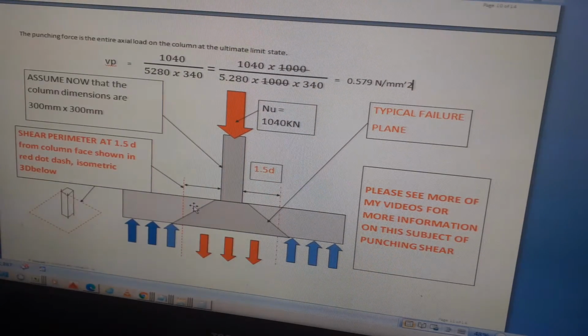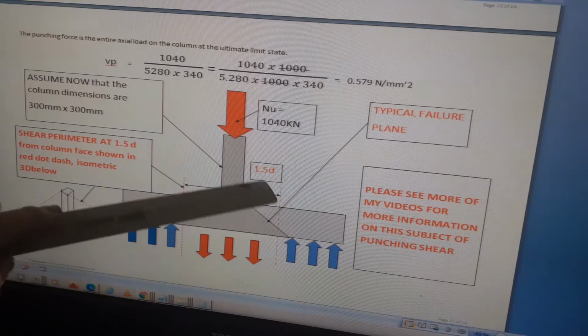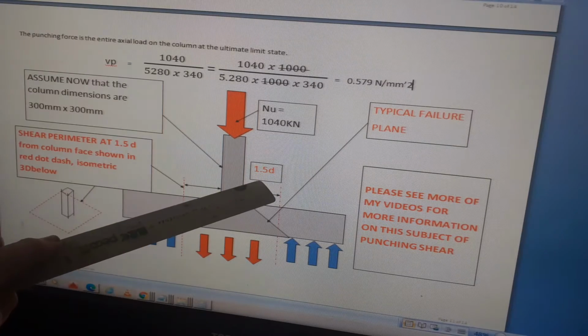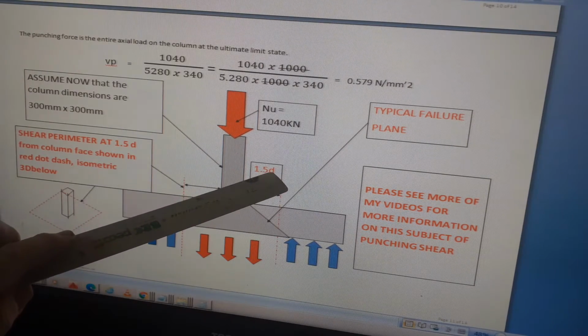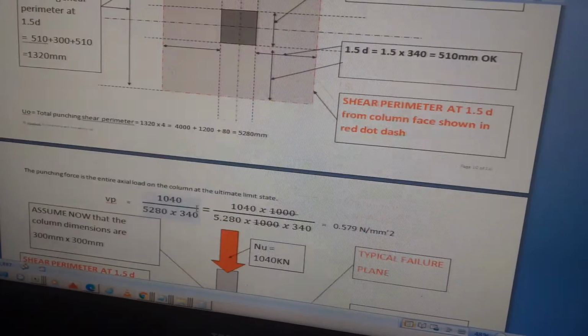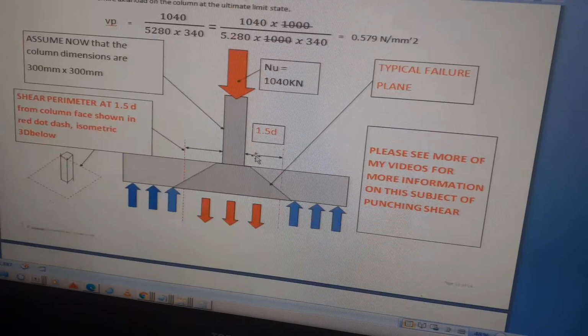So on the diagram, that arrow shows 1.5D. This is not to scale, by the way. This is 1.5 times D from here to here. When I drew that diagram, that red line is a view from the top, looking from the top. I drew those red lines at 1.5D from the column, and I did a little 3D diagram. That red line around here is a shear perimeter at 1.5D from the column face, shown in red dot dash isometric. The column's not drawn very well, but that's in the middle.